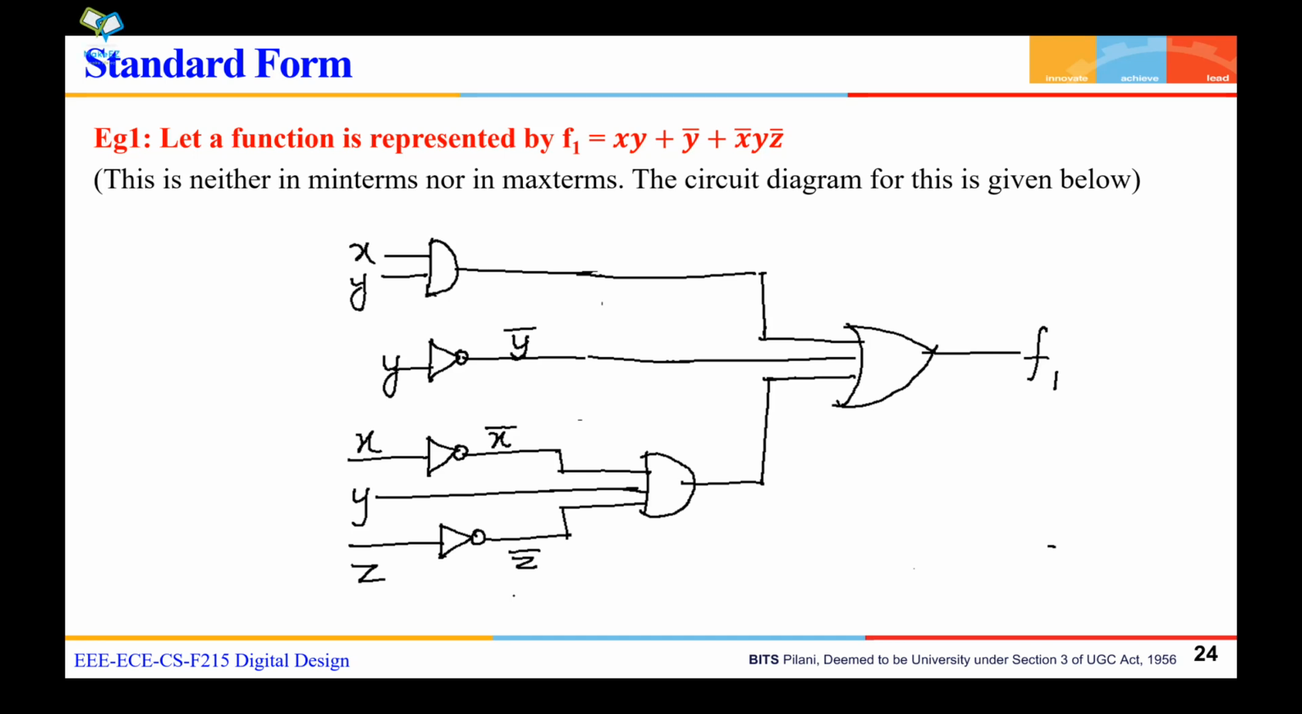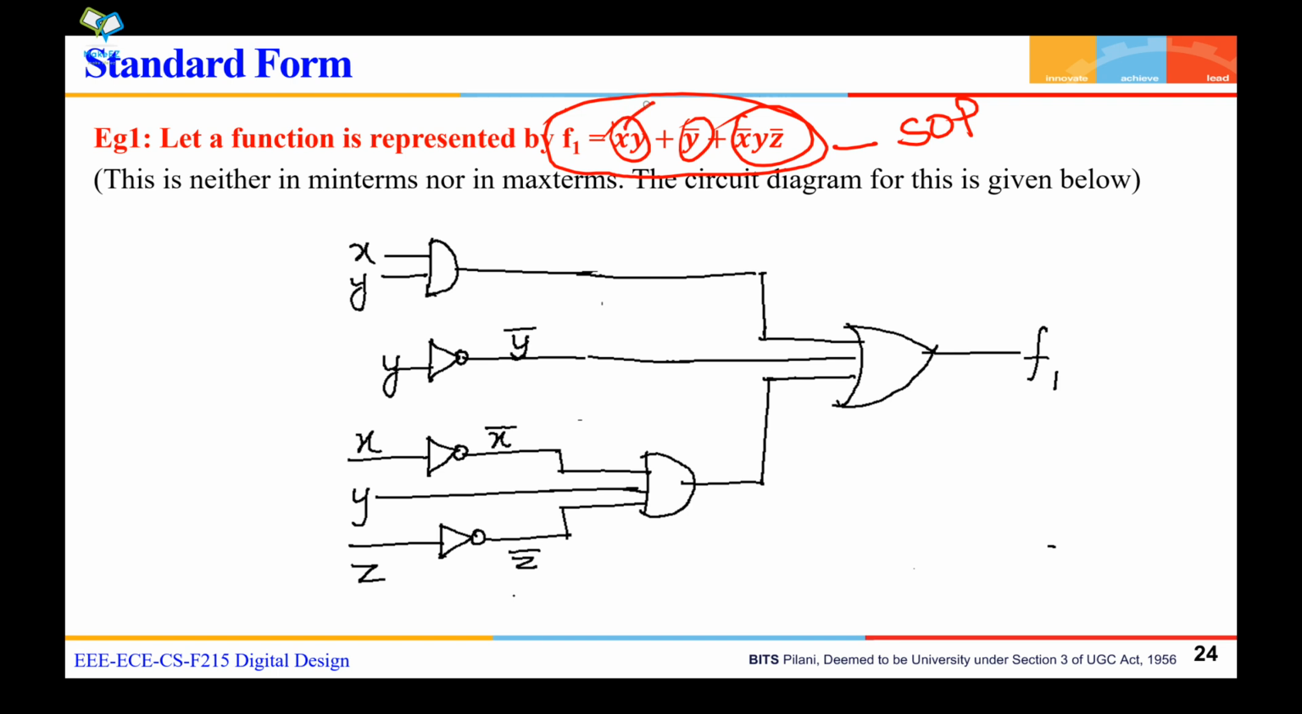In this video, you can see how to realize a Boolean function. You can see there is a Boolean function here: F1 is equal to xy plus y bar plus x bar y z bar. This Boolean equation has AND operation and NOT operation and OR of all these three operations. That is, this is in the sum of product form. You have to realize this.